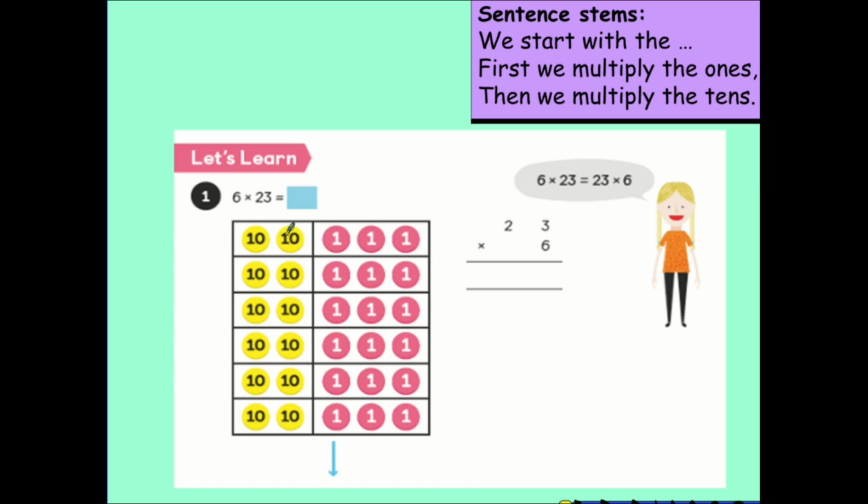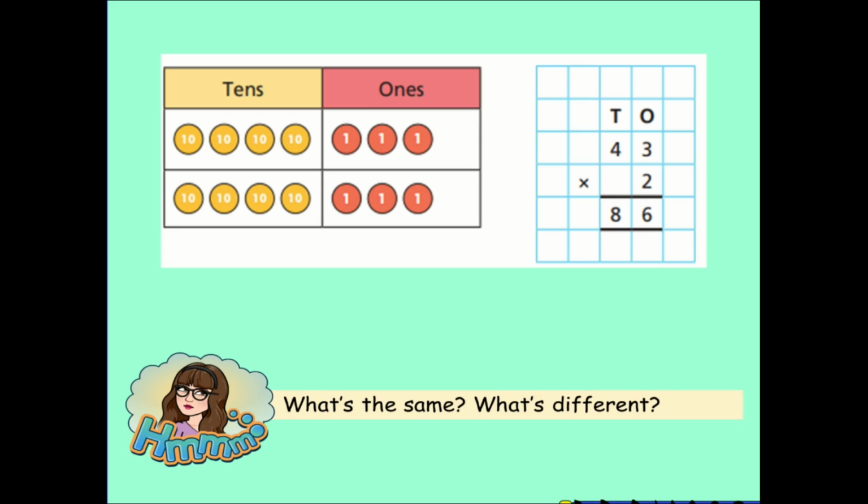So let's have a go. I could count all of these up, but it's going to take me a while. I'm going to try and use my written method this time to be more efficient. So again, first we multiply the ones. I start with 3 multiplied by 6. 6, 12, 18. 3 times 6 is 18. So I write in the 8 and I need to exchange the 1 into the tens column. Now I have 2 times 6. 2 times 6 is 12. I need to add on the 1 to make 13. And there's my answer, 138.